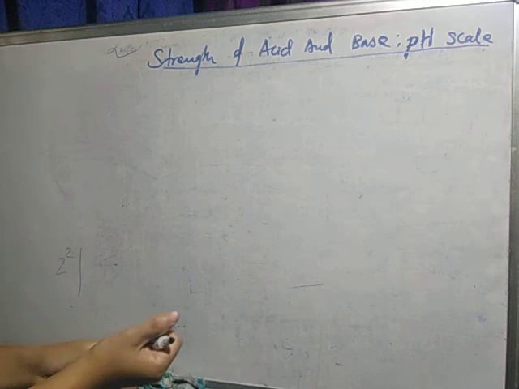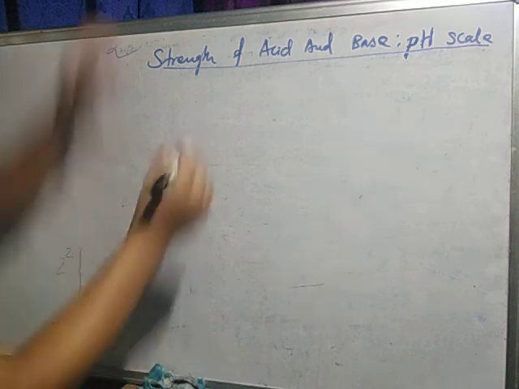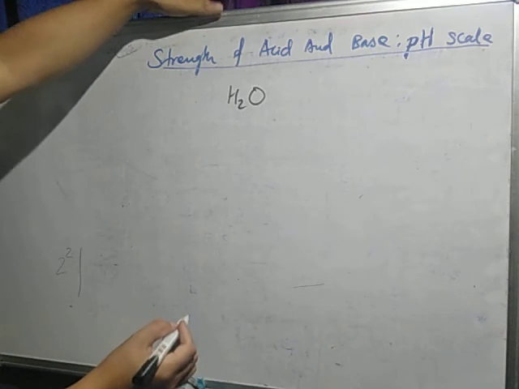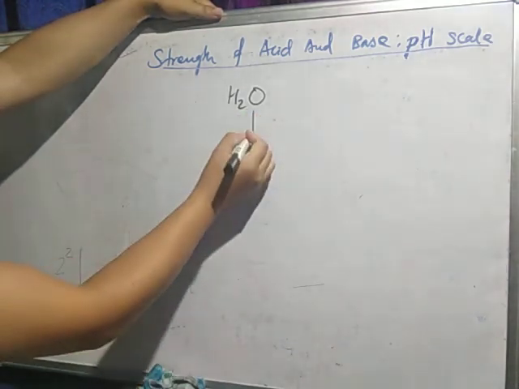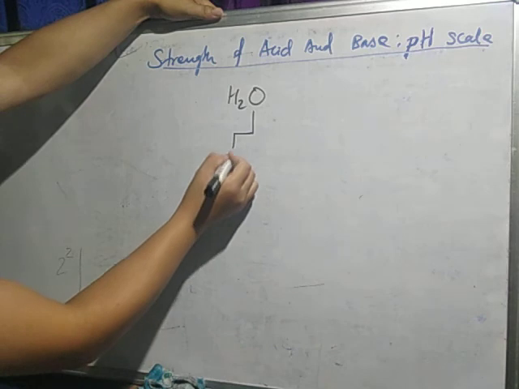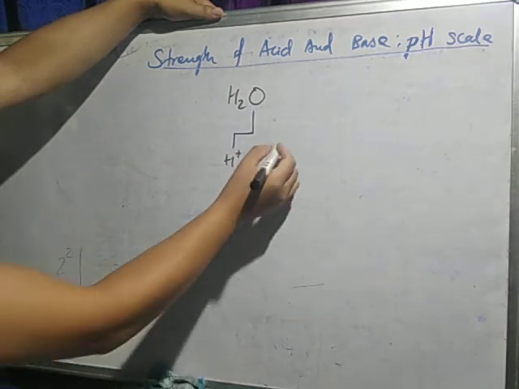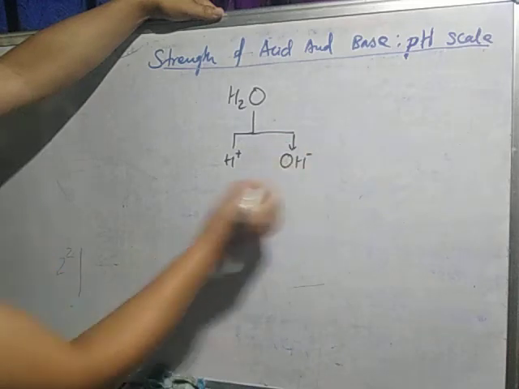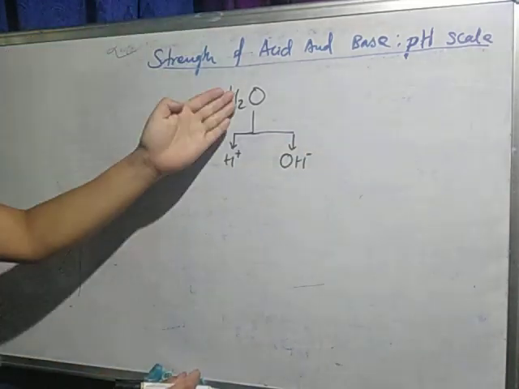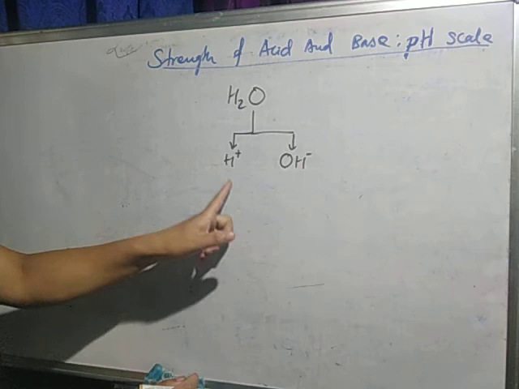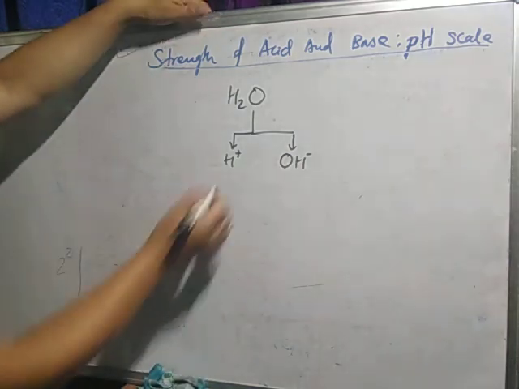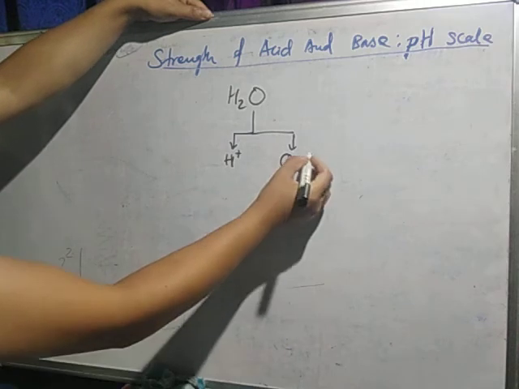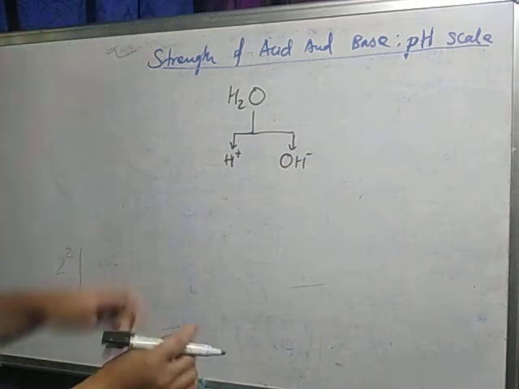Okay, so we know that if I have water and if I ionize this, we'll get hydrogen ion and hydroxide, isn't it? These are the two dissociation of water, isn't it? Or it breaks into two components called hydrogen ion and OH. If this is there, then that is your acid and this is your base, isn't it? Right.